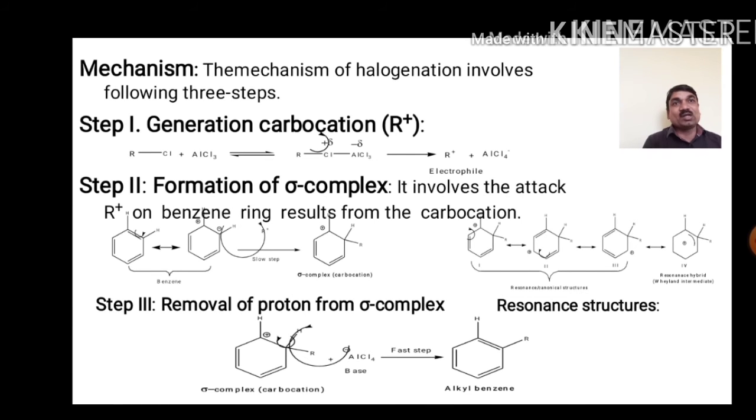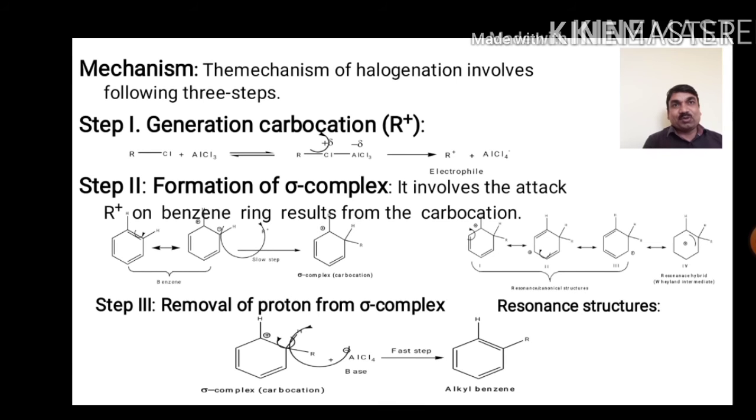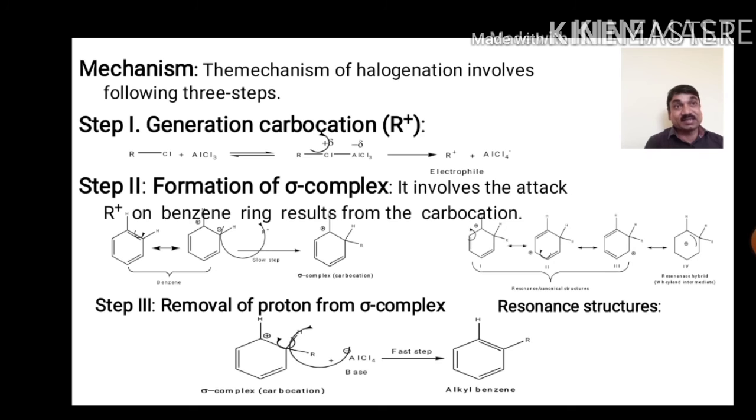After that, the molecule wants stability as the aromatic character is disturbed by the attack of the electrophile. So the next step, that is the third step, is removal of proton from the sigma complex. The sigma complex undergoes rapid proton loss, called deprotonation, by AlCl4- and forms the alkyl benzene, restoring the aromatic character of the molecule. So when the sigma complex is treated with a base, it abstracts the proton, and this results in the formation of alkyl benzene.